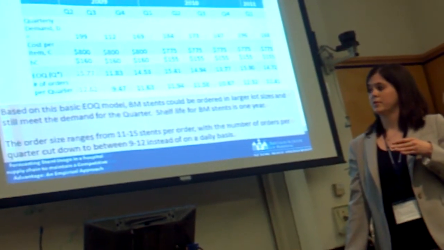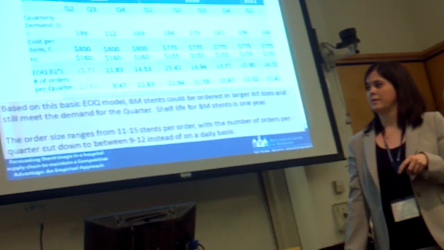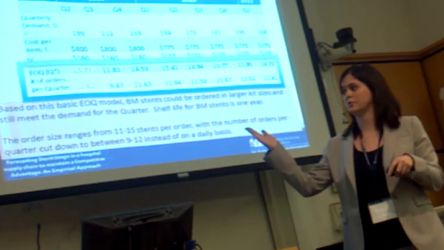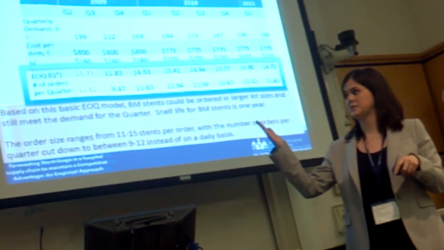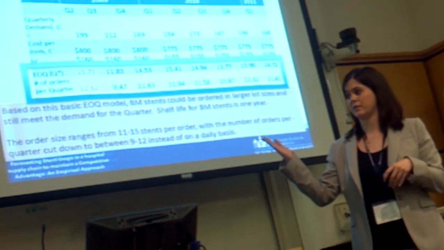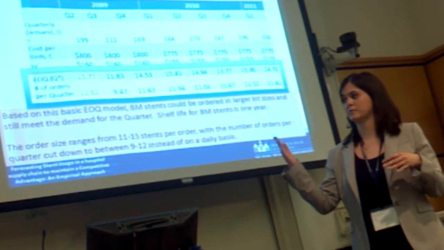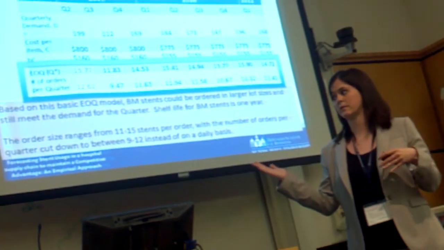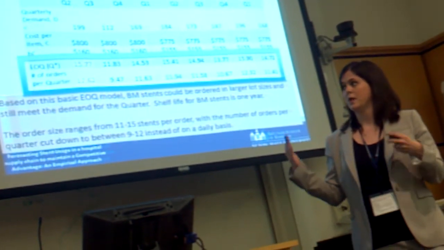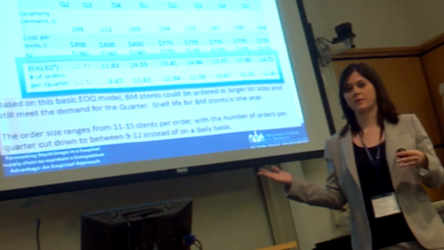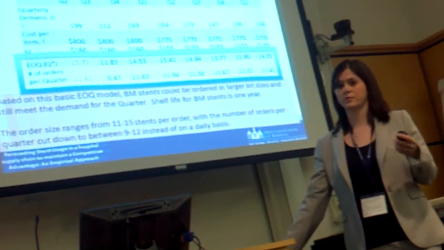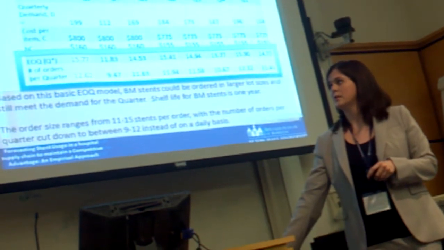And then the other option is that the stents go up from 2 to 3 per order to 11 to 15 per order. And then it cuts down the number of orders to between 9 and 12 instead of on a daily basis, which should reduce the cost. But we didn't want to put any cost information up there because we don't want to estimate. We want to get some real information, which is a future topic of study.